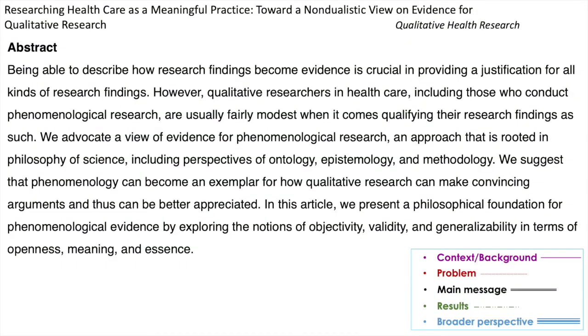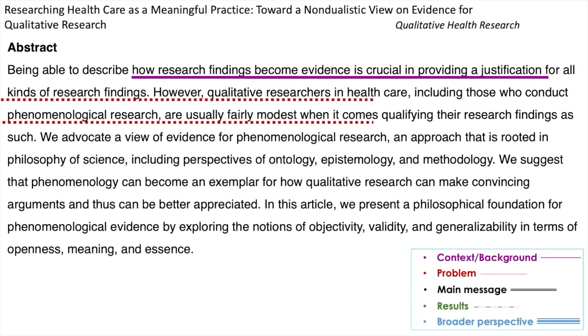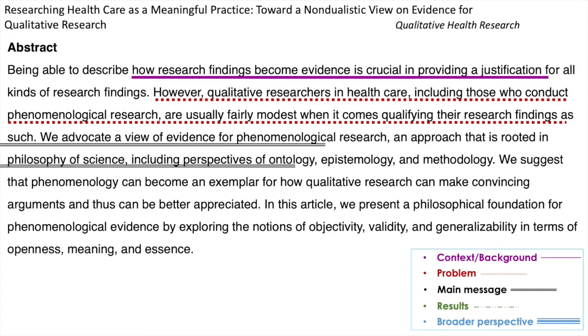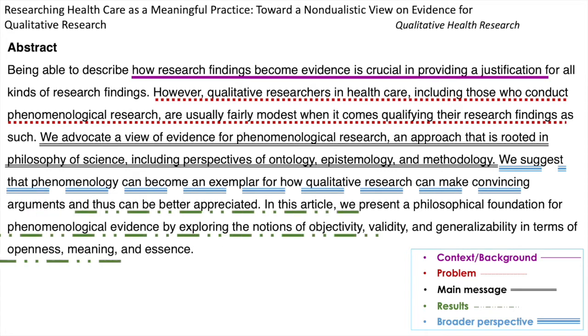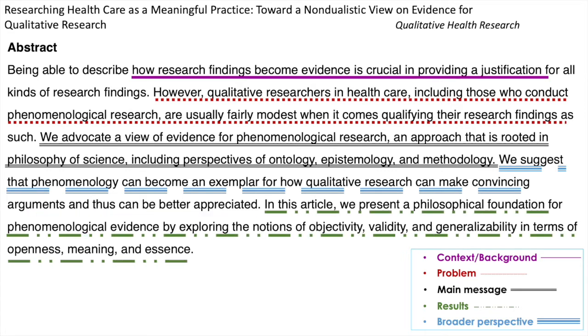So for our first example, the researching healthcare paper, we can see that quite a few of the things we are looking for are covered within this abstract. So they provide the background, saying how this research is crucial in providing justification for other research findings. They state the problem, saying that qualitative research in healthcare, including those who conduct phenomenological research, are usually fairly modest when it comes to qualifying their research findings.